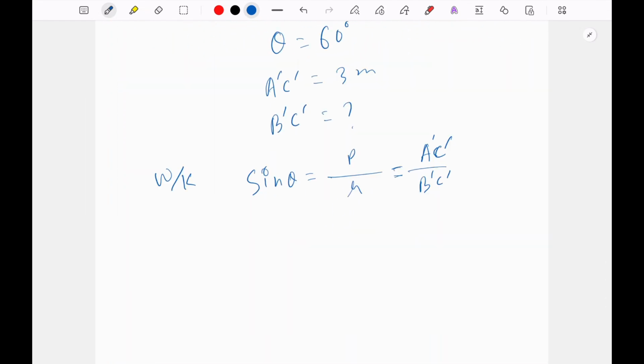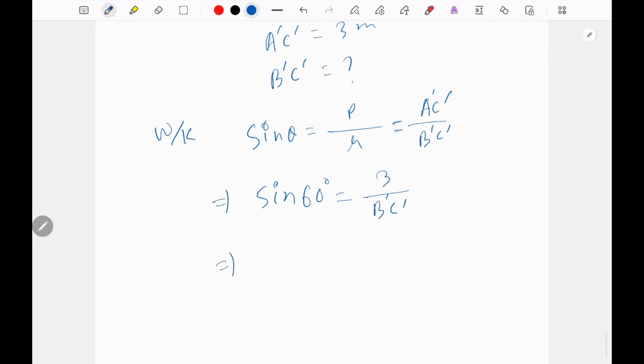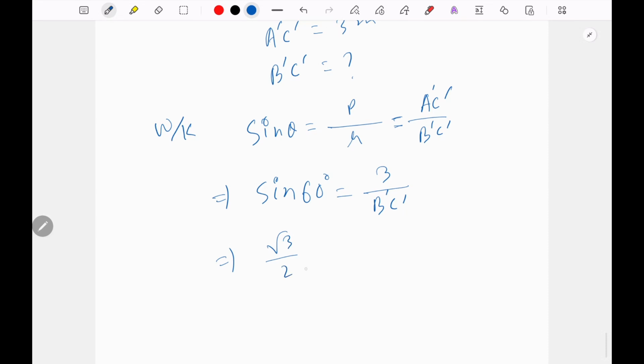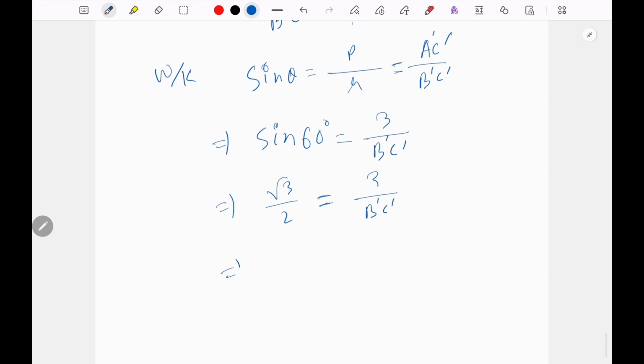This is very easy. A similar type of concept is asked in every question. So sin theta, theta is 60 degree, A dash C dash is 3 meter, and we need to find B dash C dash. Sin 60 is root 3 by 2. You need to remember the values of sin 60, sin 30, tan 30, all of this. You will find these values in a table. Just remember the table and then you can write the answers easily.